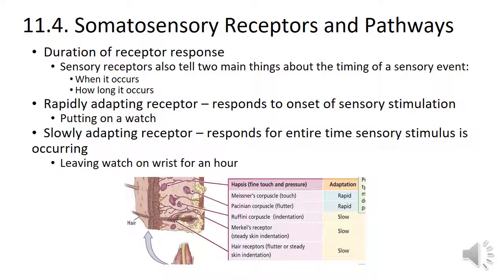There are also different durations of receptor responses. Sensory receptors are going to tell you 2 main things about the timing of a sensory event: when it happened and how long it happened. The first type is the rapidly adapting receptor, which responds to the onset of sensory stimulation, such as putting on a watch. And then the slowly adapting receptor is going to respond for the entire time that the sensory stimulus is occurring. So when you leave that watch on for an hour, the sensory receptor is going to be continuously telling your brain that it's there.